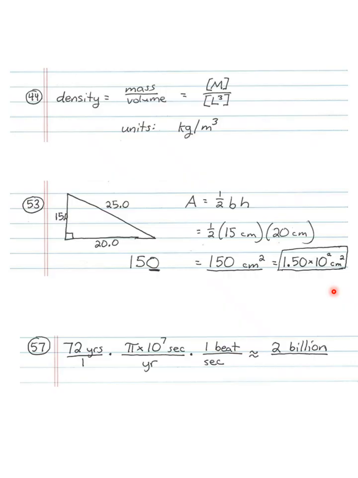Now we need to think how many beats per second. Well, as a rough estimate, let's say about 60 beats per minute, which is about 1 beat per second. And so if you multiply those out, you get roughly 2 billion heartbeats in an average lifetime.